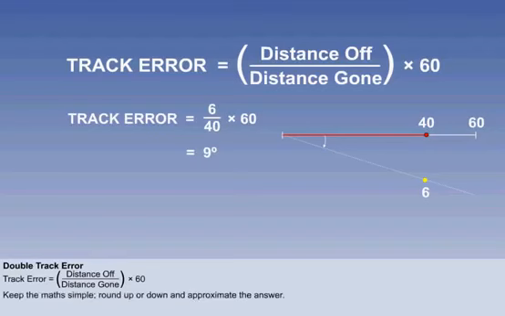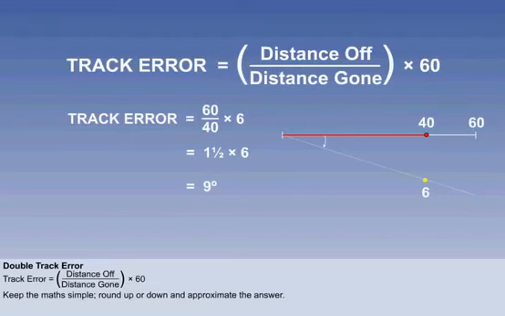Try to keep the maths simple. For example, it is easy to divide 60 by 40, as this is 1.5, and then multiply the 6 by 1.5. Also, it may be that we had travelled 38 or 39 miles along track, so round it to 40 to keep the maths simple. With practice, you can do all the calculations in your head. The idea is to rapidly come up with the track error.